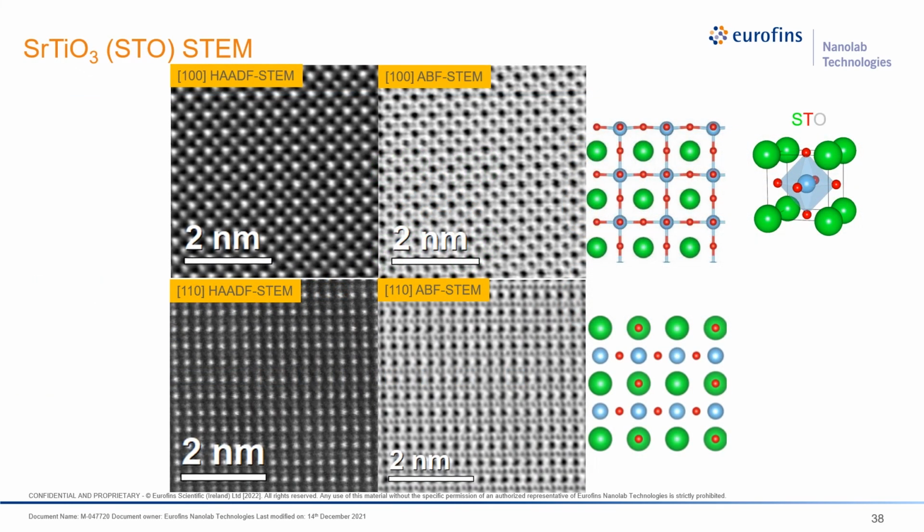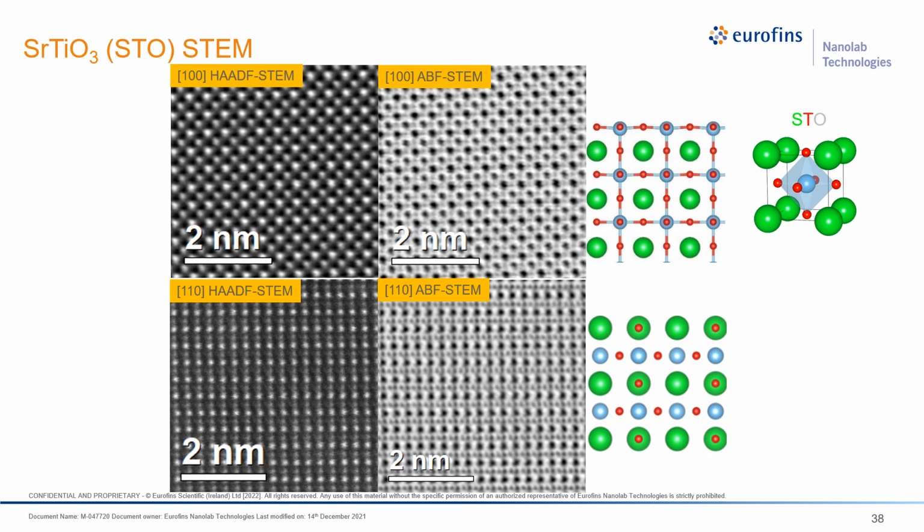First is direct observation of the atomic arrangements of strontium titanate. So this is the atomic model of strontium titanate, and these are the results. These are two groups of results, one from the 100 direction, so the arrangements will be like this, and the other is on the 110 direction, so we're looking in this direction, and the atoms will be arranged like this.